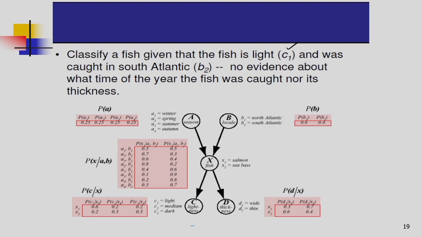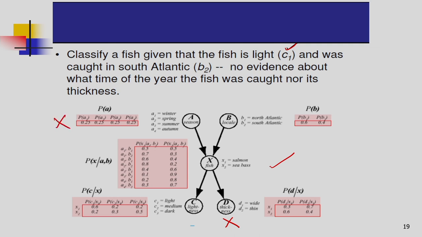So, to classify a fish given that the fish is light, so light is defined by C1, and was caught in South Atlantic, so the variable B2 we have to consider, and no evidence about what time of the year the fish was caught nor its thickness. So, based on this, what is the problem? Already I have shown this belief network and explained it, but now the problem is slightly complicated. The complication is no evidence about what time of the year the fish was caught nor its thickness. So, the thickness information is not available, and also the season information, what time of the year the fish was caught, that information is also not available.